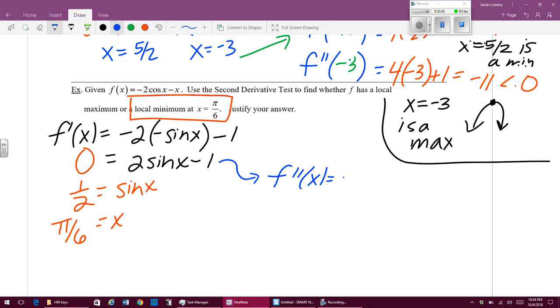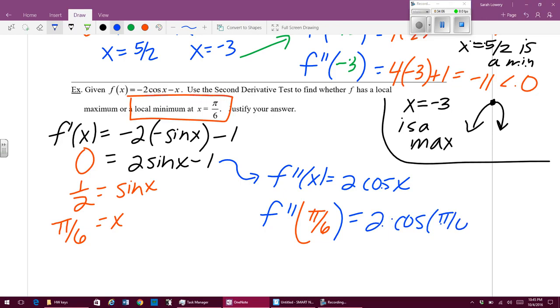So I'm going to take the derivative of this function. The derivative of 2 sine x is 2 cosine x, and the derivative of minus 1 is 0. And what I'm going to do is take this second derivative and plug in pi/6. Because if I know what the sign of the second derivative is, I know the concavity. So 2 cosine of pi/6. The cosine of pi/6 is square root of 3 over 2 times 2. So I get the square root of 3.